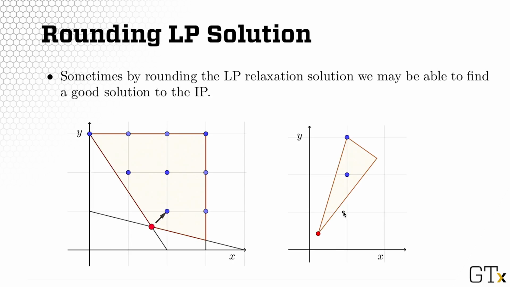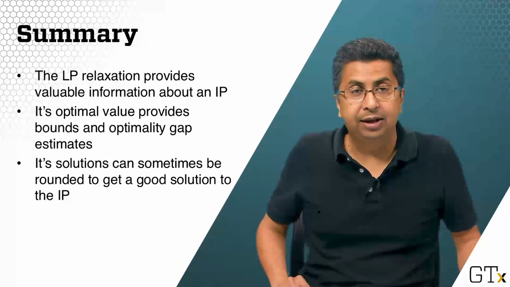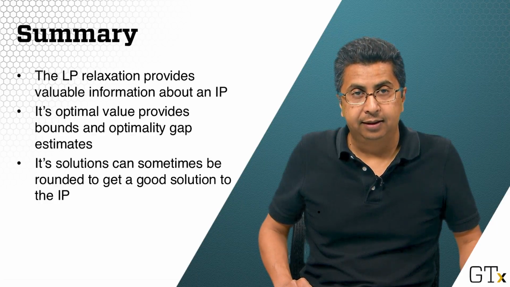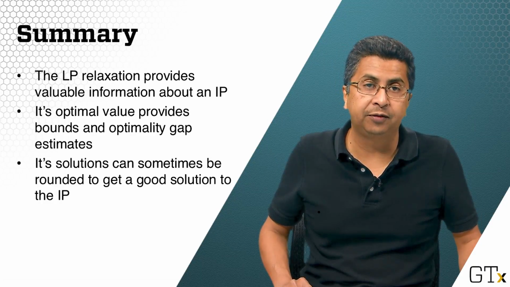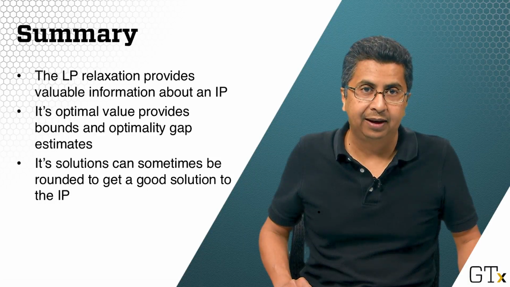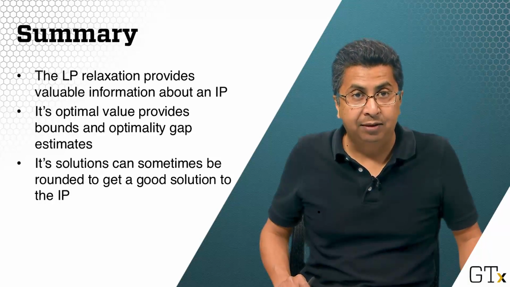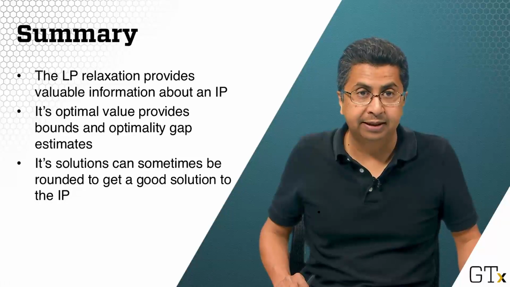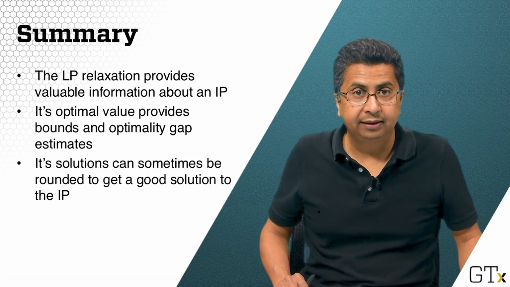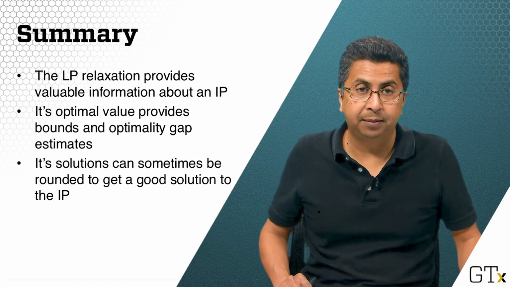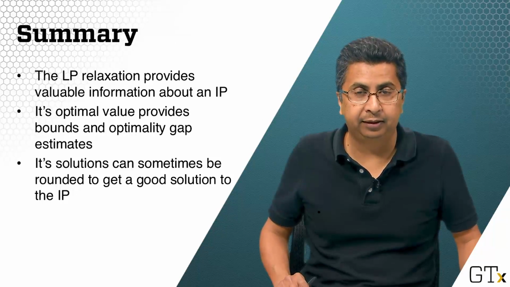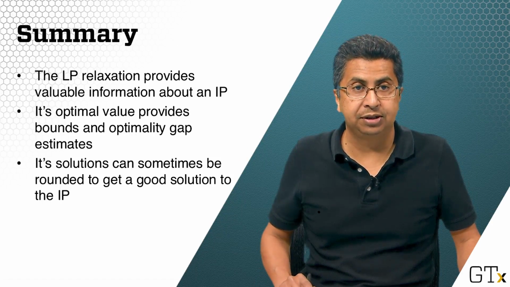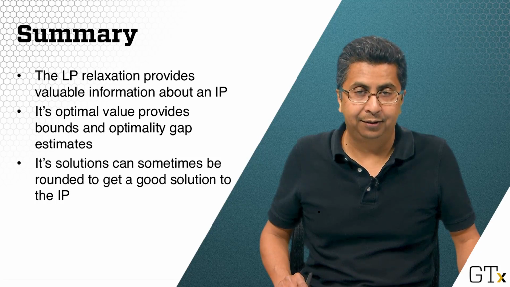Okay, so let's summarize what we have just discussed. The LP relaxation provides valuable information about an integer program. Its optimal value provides us a bound and therefore an estimate of the optimality gap. Its solution can sometimes be rounded up or rounded down, depending upon feasibility, to a good solution to the integer program. Okay, that concludes this lesson.